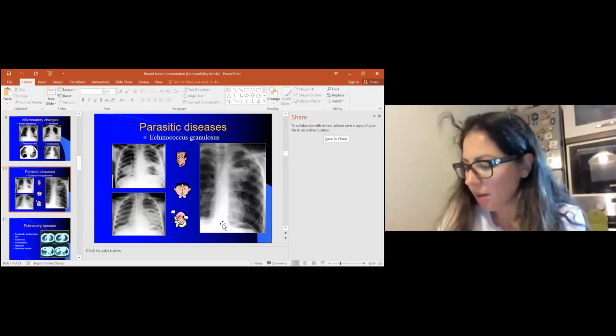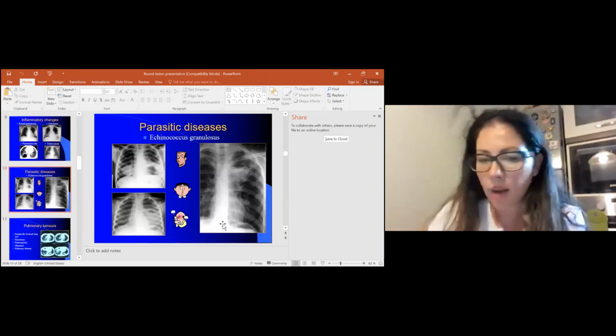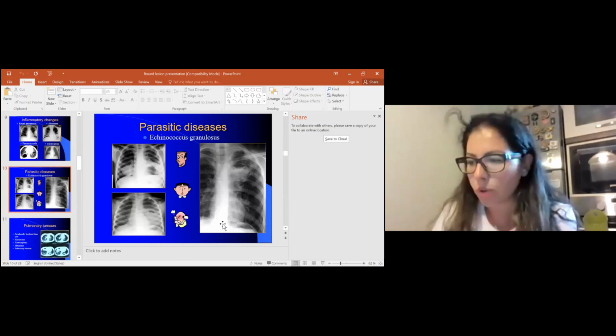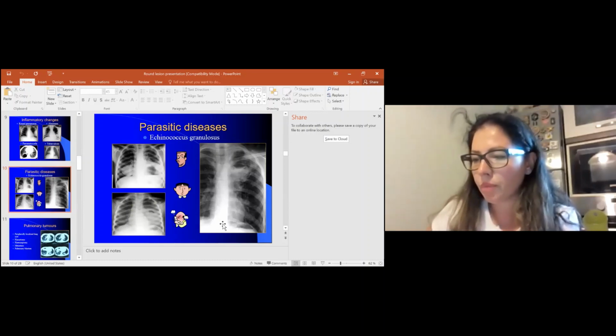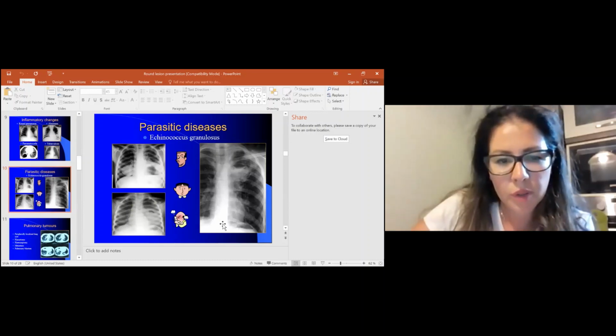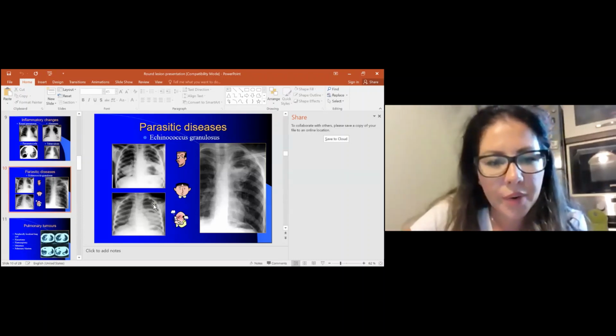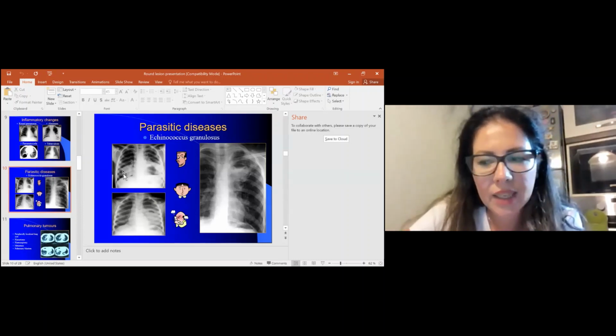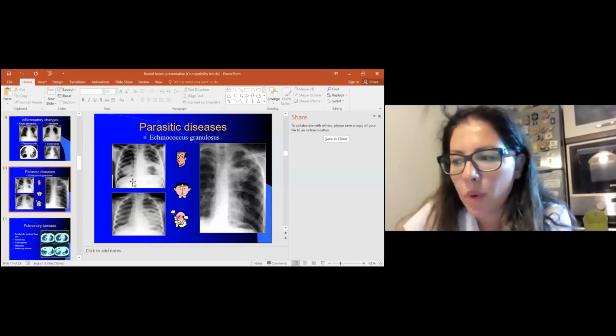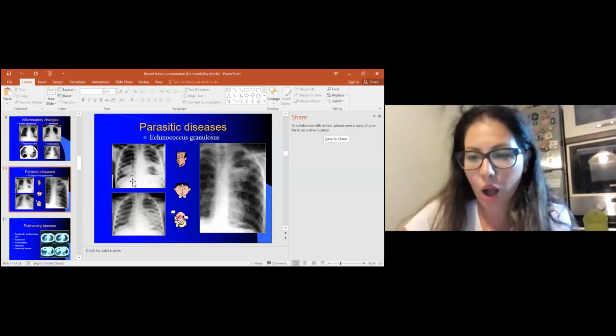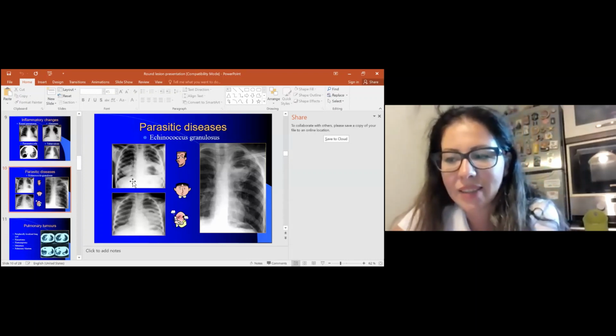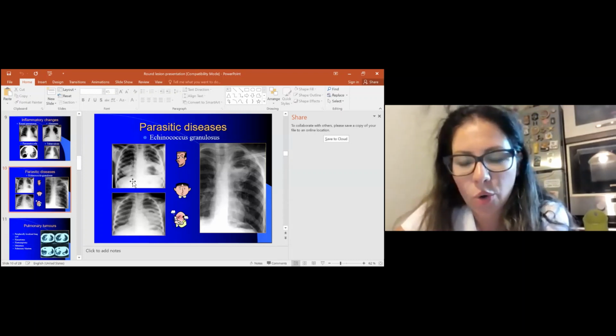Parasitic disease. Echinococcus granulosus. On the first picture here, you can see the hydatid cyst. It's relatively commonly diagnosed in children, and also our country is an endemic region for Echinococcus granulosus.